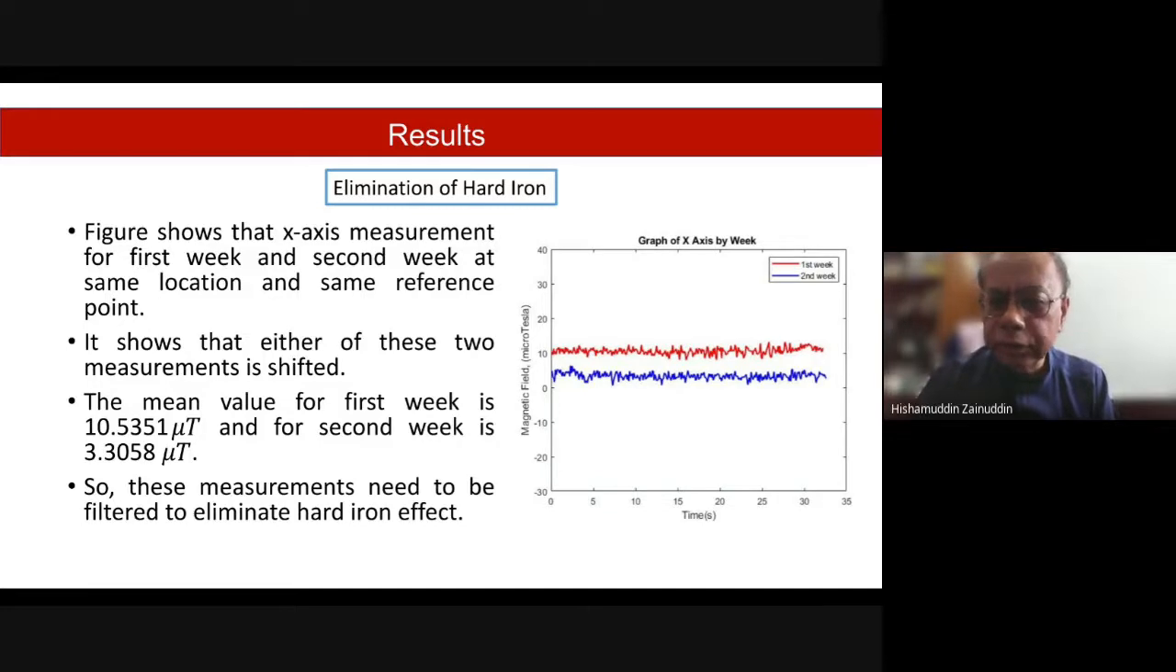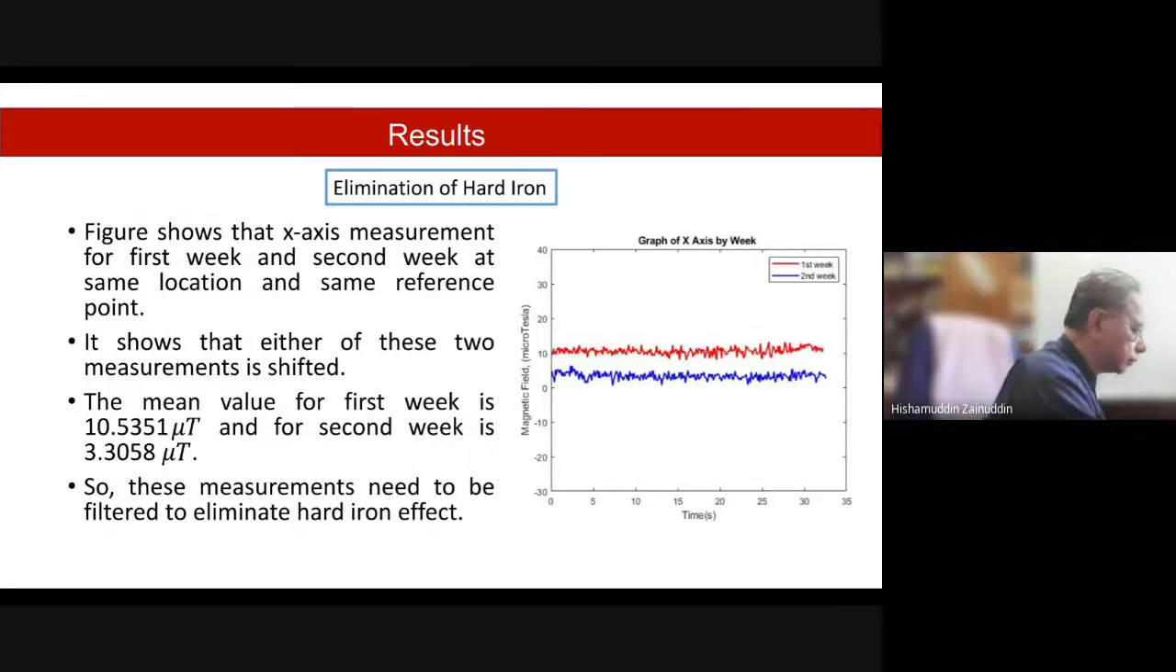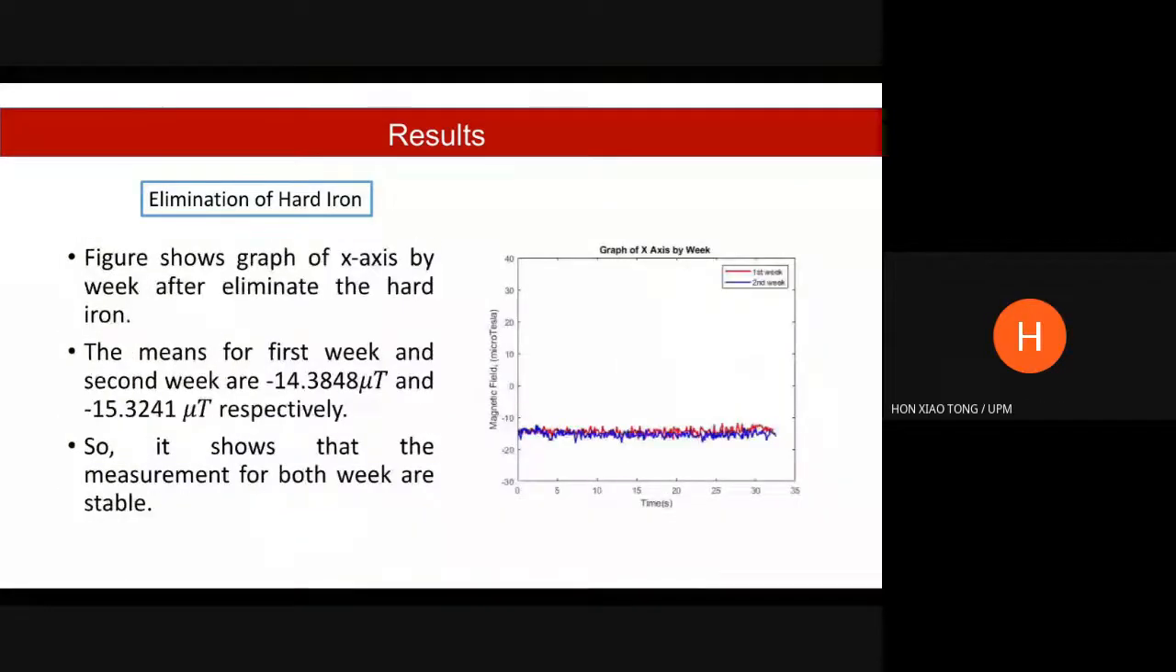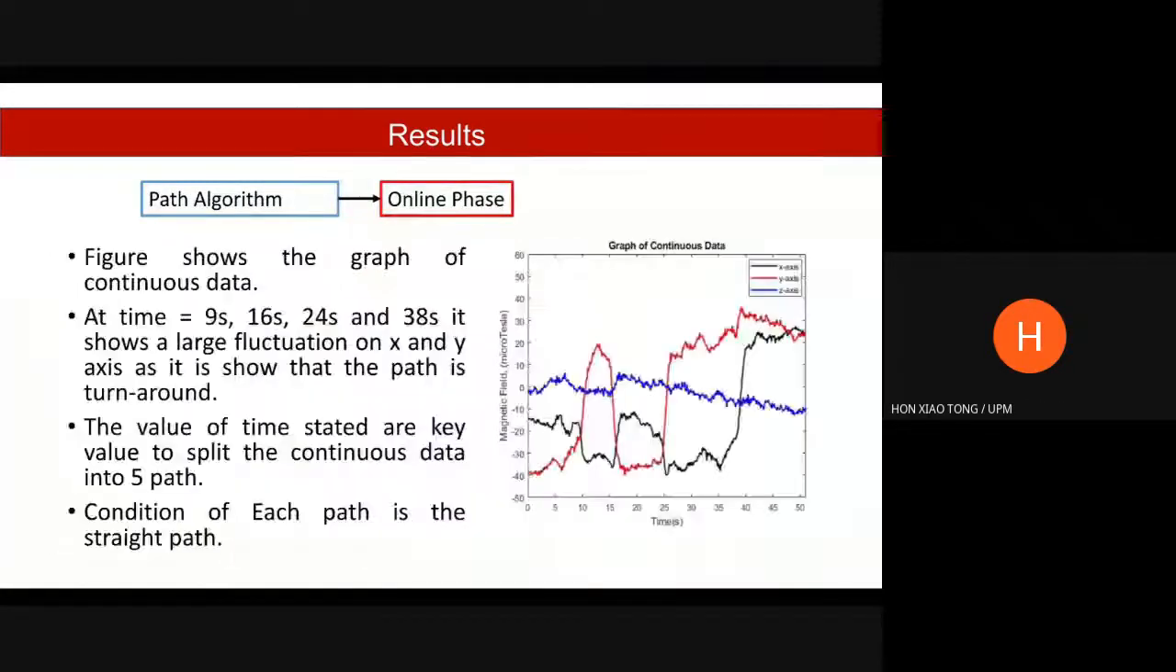Okay, any other questions? Go ahead. Okay, Prof. Thank you, Muhammad Syahmi, for a very interesting presentation. I see just now your slide shows that the threshold you set is 9 microtesla, right? Yes. May I know the reason why you set the threshold value to 9 microtesla?